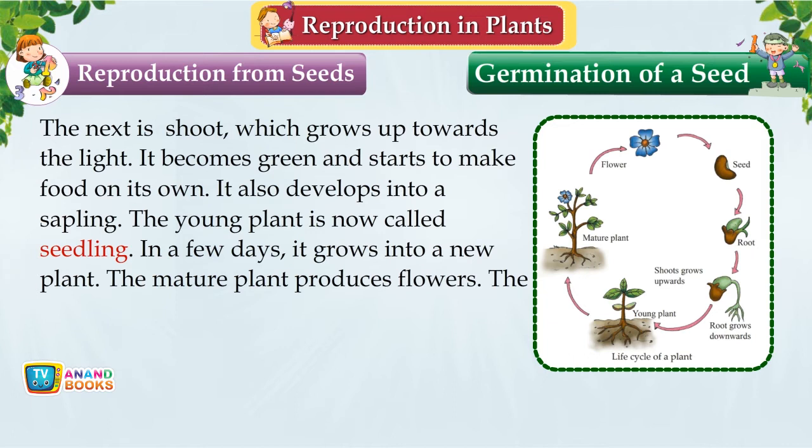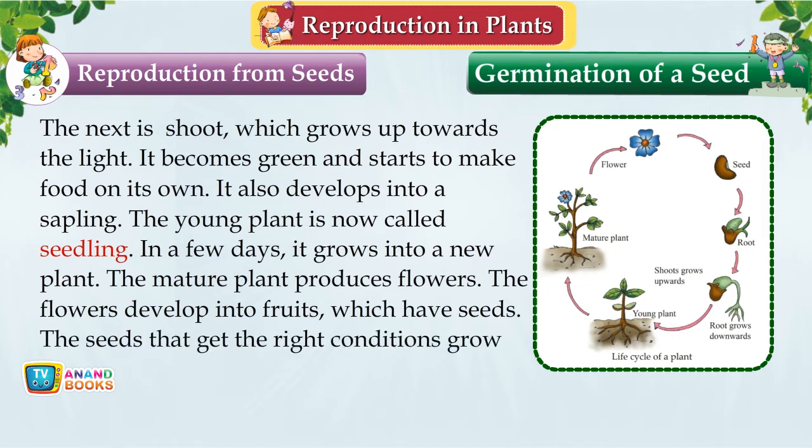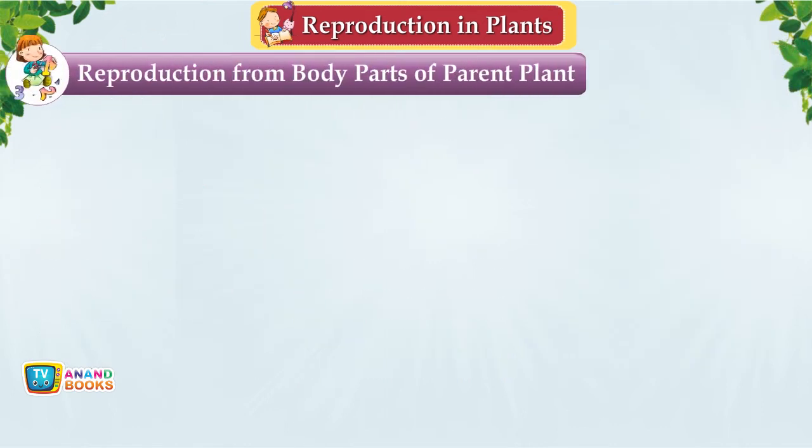The mature plant produces flowers. The flowers develop into fruits, which have seeds. The seeds that get the right conditions grow into new plants. Thus, the cycle repeats itself.